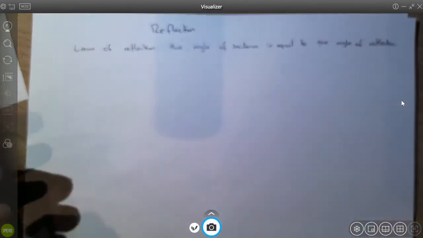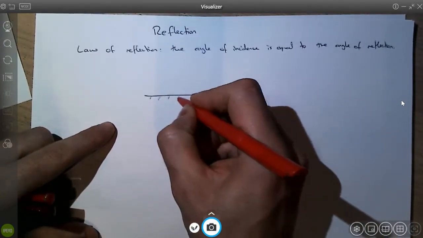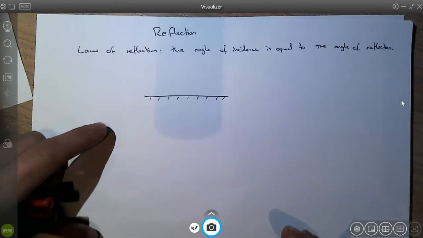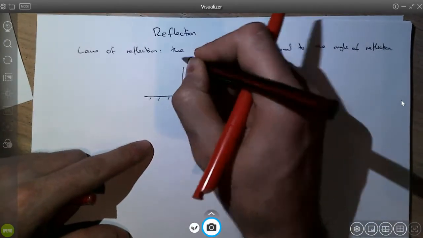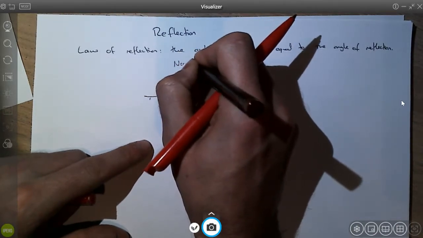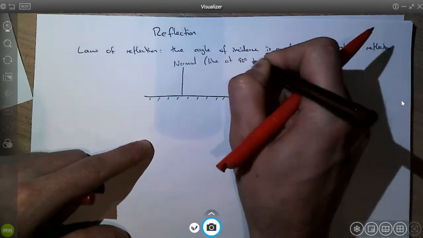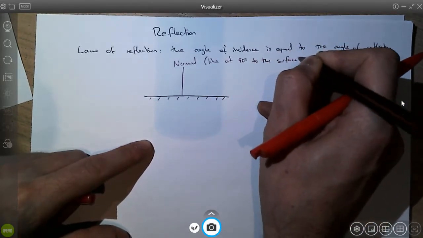So what does this look like on a diagram? So we will have our mirror. Often it has a sort of dashed line on it like this to show it's a mirror. We need to draw on the normal line. So this is the line at 90 degrees to the surface. Also very important when we look at refraction.